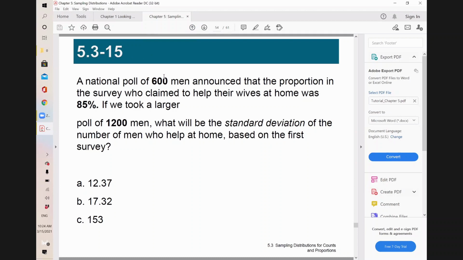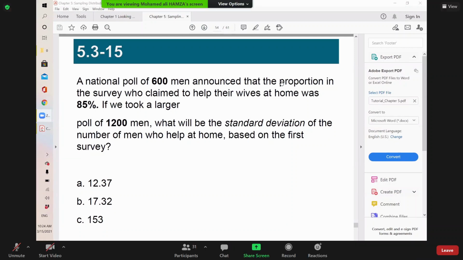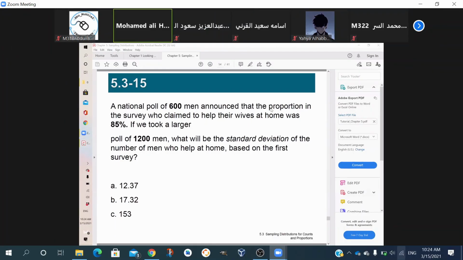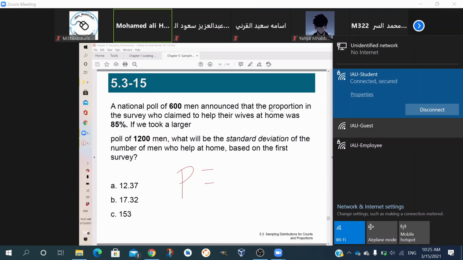a national poll of 600 men announced that the proportion in the survey who claimed to help their wife at home is 85%. If we took a larger poll, what will be the standard deviation of the number who help, based on the first survey? Then thanks to the first survey, we know the probability P is equal to 0.85.